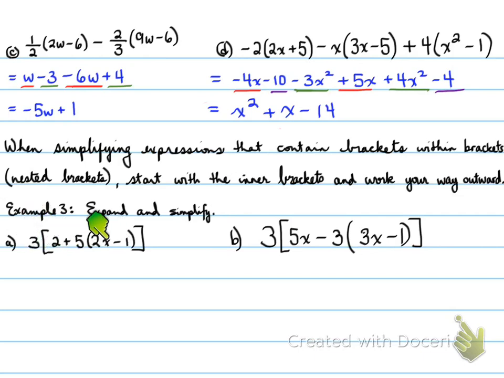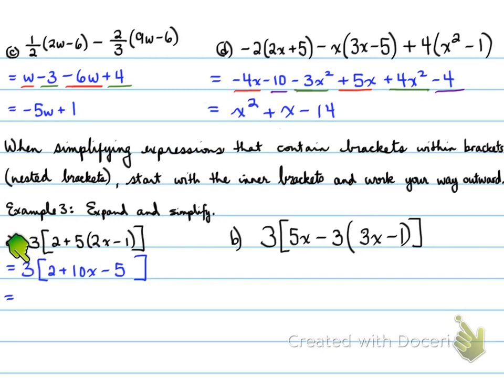Inside these square brackets, we're going to expand and simplify inside the square brackets first. So we leave the 3 outside, we leave the square brackets, but inside here we're going to get rid of those round brackets. That is, we have 2 plus 5 times 2x, which is 10x, and then 5 times negative 1, which is negative 5. Now, you have 2 choices. You can simplify what's inside here and then expand it with the 3, or expand first and then simplify at the end. It's up to you, folks, but I guarantee you'll get the same answer either way you approach it.